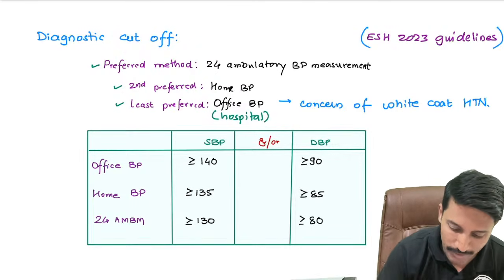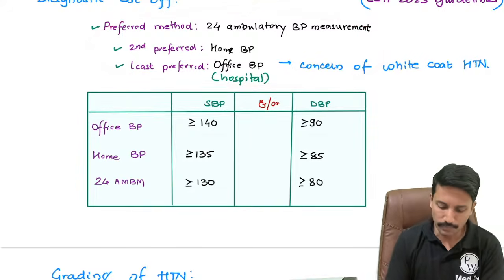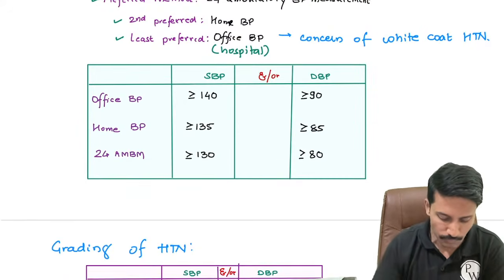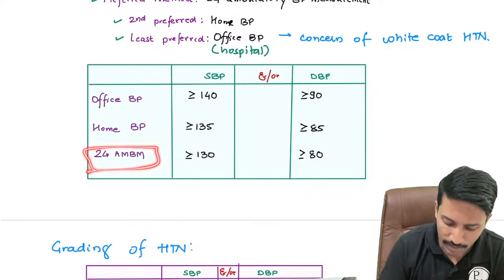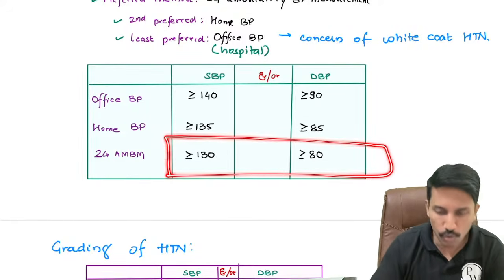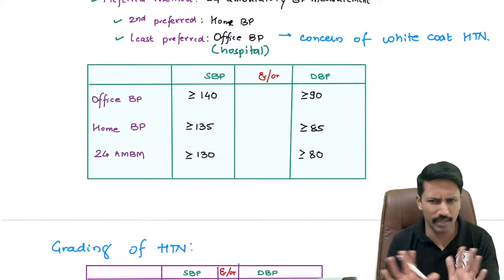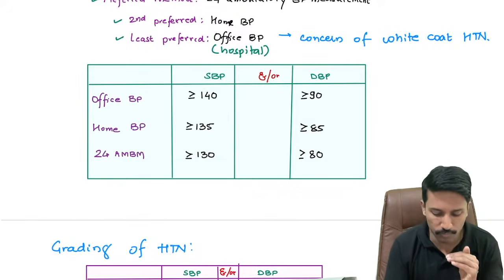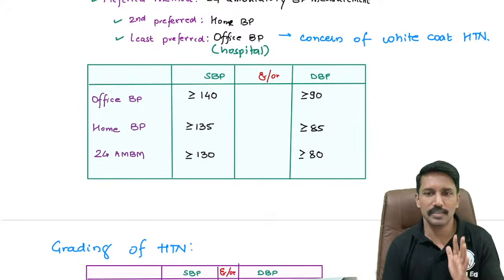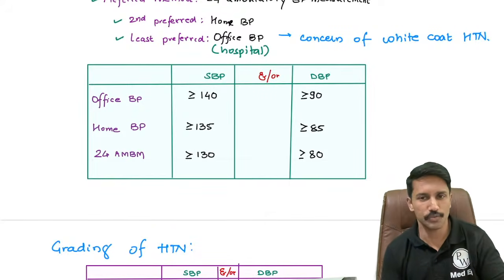Okay. So now my cutoffs are going to depend on which method I am following for the diagnosis. If I am following 24-hour ambulatory BP, my cutoff for diagnosis of hypertension is systolic more than or equal to 130, diastolic more than or equal to 80. It's very easy to remember. You just begin from the bottom of the table. Least expected BP is when you record it for 24 hours because it is including the average of sleep.